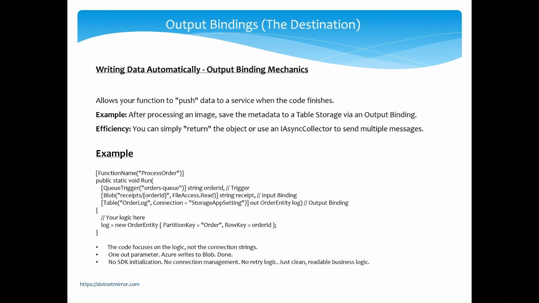Second, blob string receipt. This is an input binding. Azure automatically goes to blob storage, finds a receipt matching that order ID, and passes the file content to your code. Third one, table out order entity log.